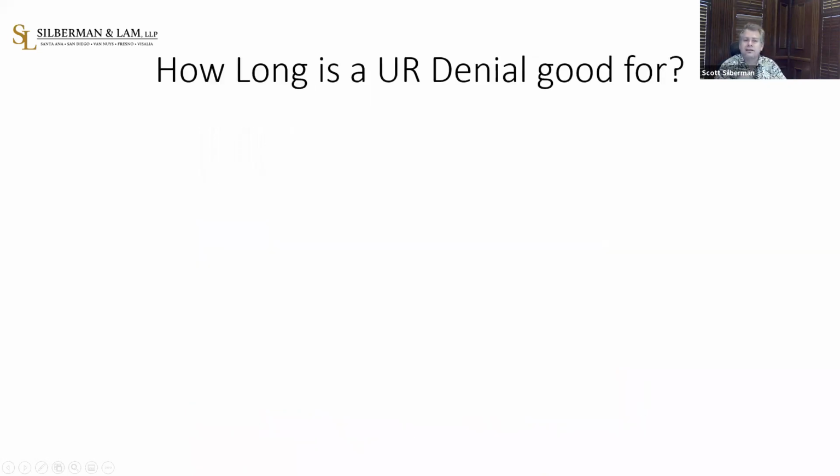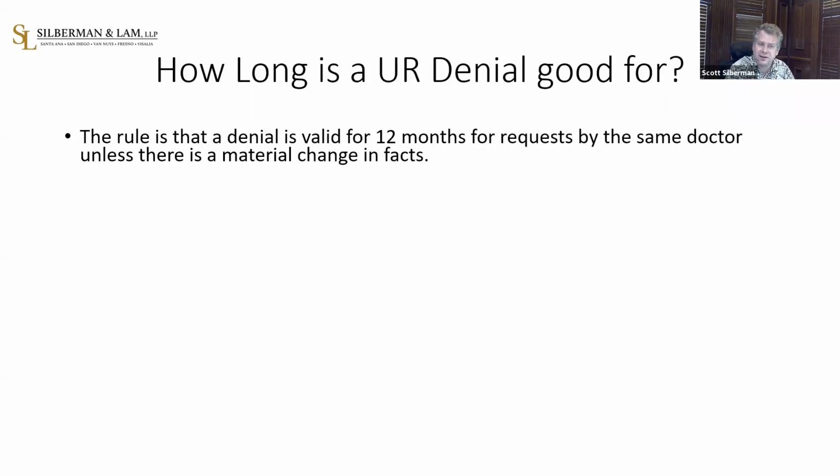Now, how long is a UR denial good for? Again, utilization review. And a lot of doctors are going to tell you this. They know this date well. The rule is that the denial is valid for 12 months for requests by the same doctor unless there's a material change in facts. The doctor is going to tell you the MRI was denied. We have to wait until next May, Scott, to go ahead and request this again. Okay? But that's not necessarily true.